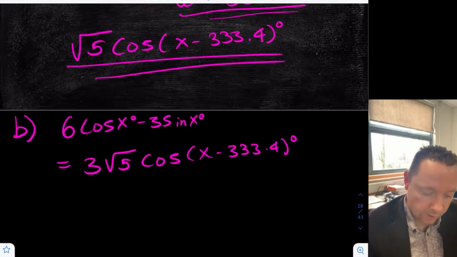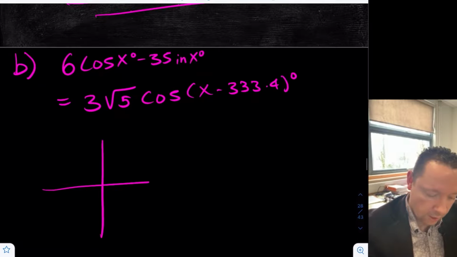Okay, minimum value of this, well, let's look at a cos graph in general. A normal cos graph goes between 1 and minus 1. This is the amplitude, so this one goes between 3 root 5 and minus 3 root 5. So straight away we can say that our minimum value is minus 3 root 5. So there's our first thing, and then we have to work out where it occurs.